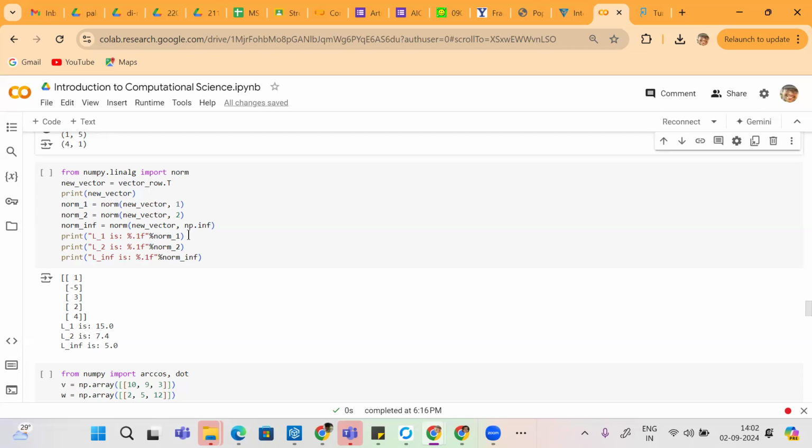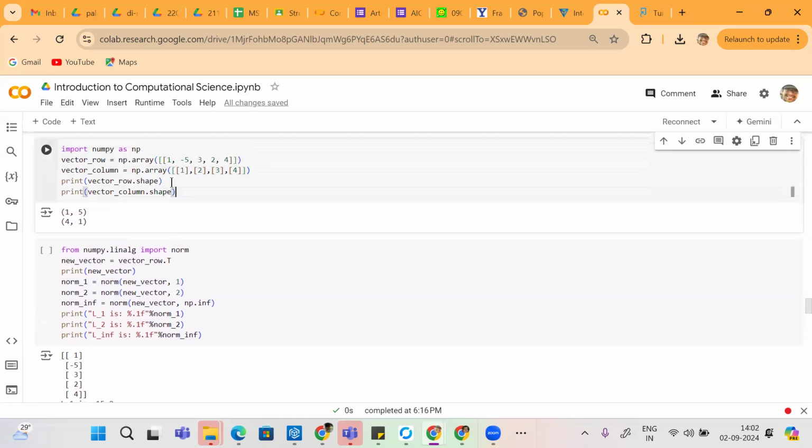Okay, depends on the space you are in and all this in your applications. Sometimes you want to know the maximum element in your array or in your vector. There you can just use the L infinity norm. So you can see the vector I am trying to assign is vector row dot t, that is transpose.